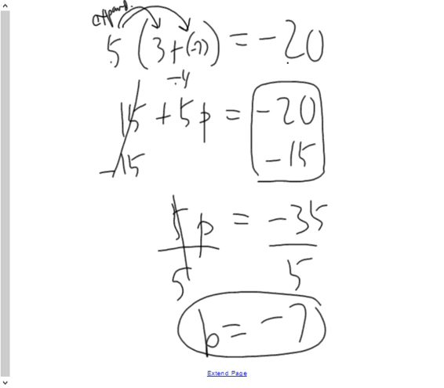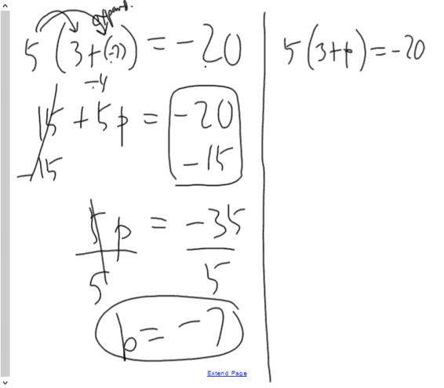However, there is another way we can do it. If I take this equation and I say I have 5 groups of 3 plus P equals negative 20, what I can then do is say, well, I don't want to know what 5 groups of 3 plus P is equal to. I want to know what 1 group of 3 plus P is. So what I'm going to do is divide this whole side by 5. And what that will effectively do is say, instead of having 5 groups of 3 plus P, those are going to cancel each other out. I'm going to have 1 group of 3 plus P.